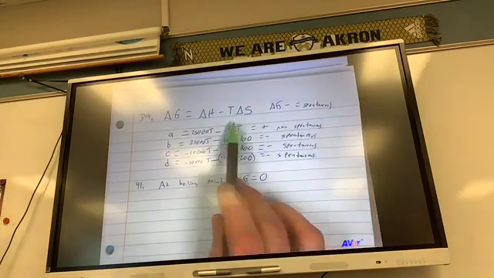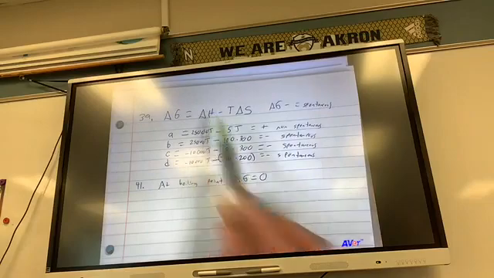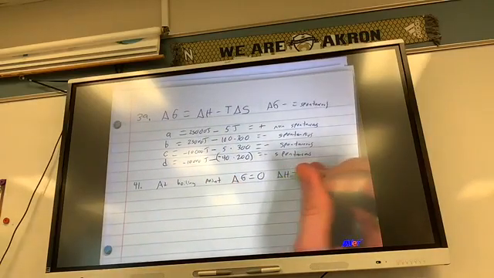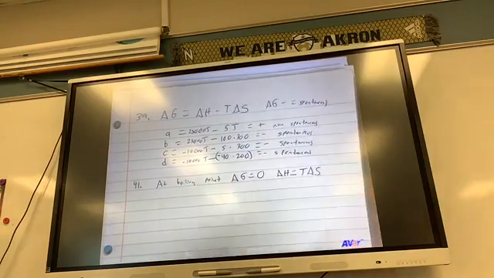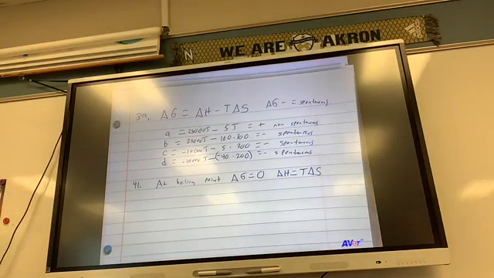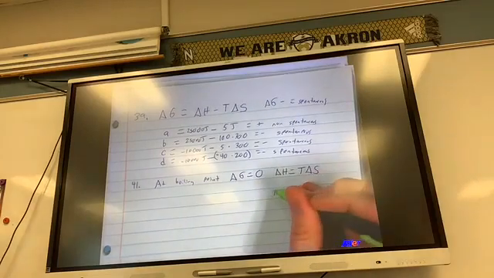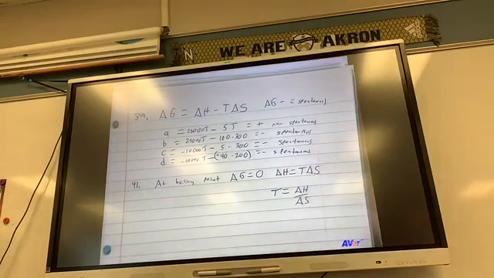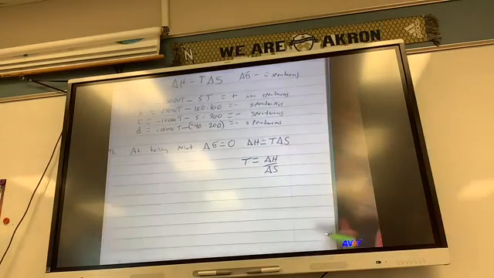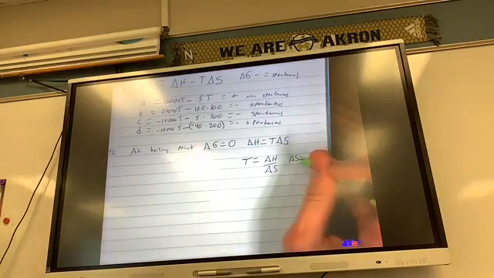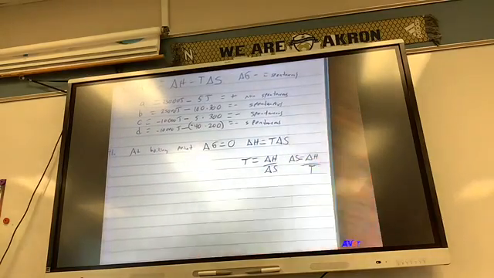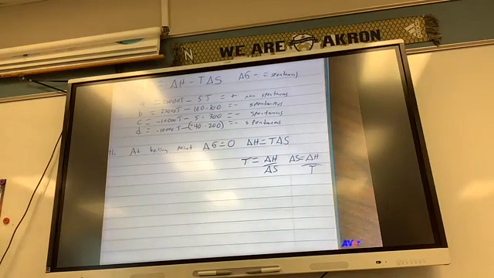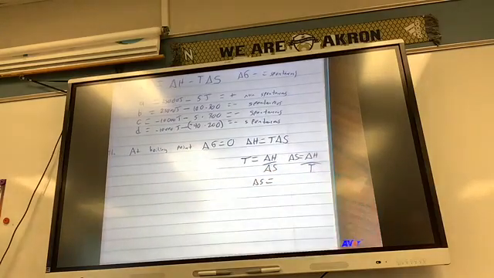From this equation, that means that delta H equals T delta S. Agreed? I could do some rearranging with that, and I could say that T equals delta H over delta S, or I could rearrange it again and say that delta S equals delta H divided by T. Do I have all of those numbers? Yes, I do.